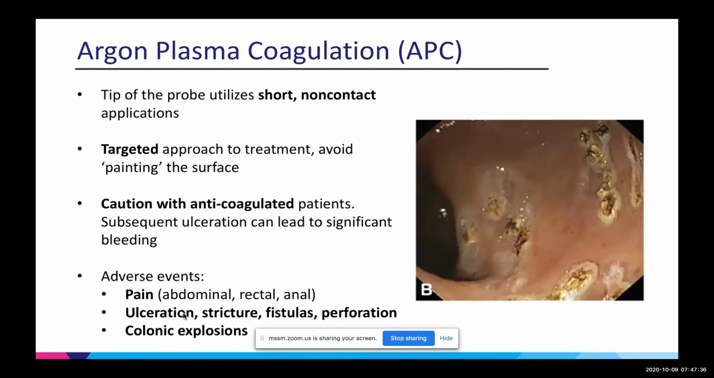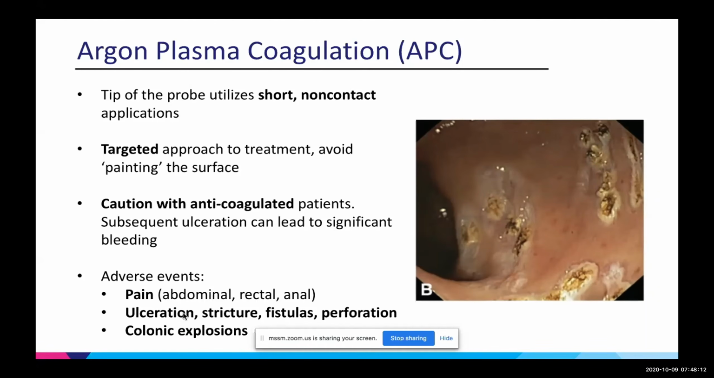Starting with APC, which is the most widely available and one of the most popular interventions for radiation proctopathy. It involves short, non-contact applications for 1 to 2 seconds of ionized argon gas, which is applied to the target tissue through the tip of the probe. When treating these lesions, you should focus on a targeted approach and try to avoid painting the surface, which will create more extensive ulceration and increase patient discomfort. Caution should be taken especially with anticoagulated patients, as subsequent ulceration can lead to significant bleeding.